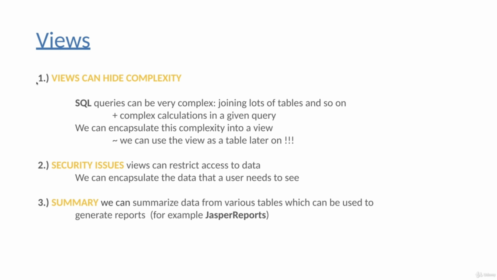Okay, then we have security issues. Views can restrict access to given data, so we can encapsulate the data that a user needs to see. This is exactly what we have been talking about when dealing with the credit card related example. And finally, we can summarize data from various tables which can be used to generate reports. If you are familiar with Java's Jasper report, then you know that using views are extremely powerful.